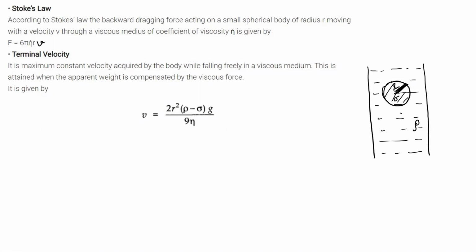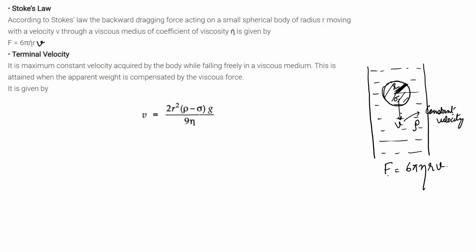If this body moves through a fluid having infinite depth, it will attain a velocity v while moving through this fluid, and this will be a constant velocity. It will also experience a viscous force, that is the frictional force due to the fluid, and that frictional force is given by 6 pi neta r v, where neta is the coefficient of viscosity of the fluid, r is the radius of the spherical body, and v is the constant velocity by which that spherical body is moving.